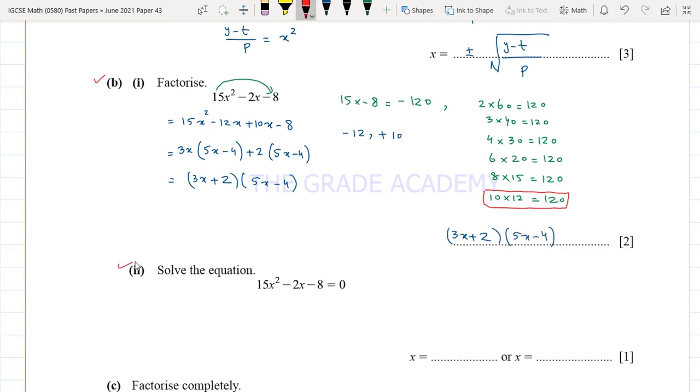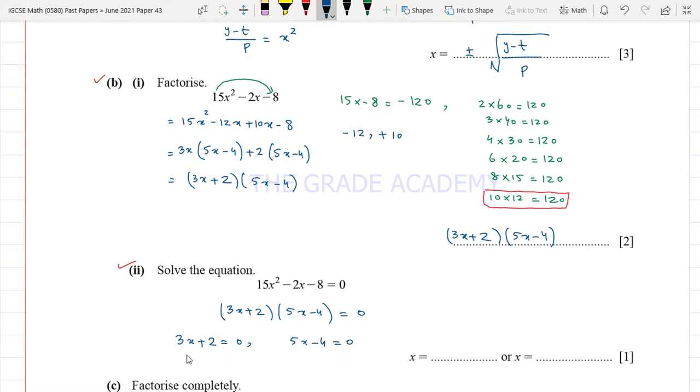Now the second part: solve the equation 15x squared minus 2x minus 8 is equal to 0. The expression on the left hand side is the same one that we have already factorized. So we will replace the left hand side by its factors, using the factorized form of this expression. So 3x plus 2 times 5x minus 4 is equal to 0. This implies either 3x plus 2 is equal to 0 or 5x minus 4 is equal to 0.